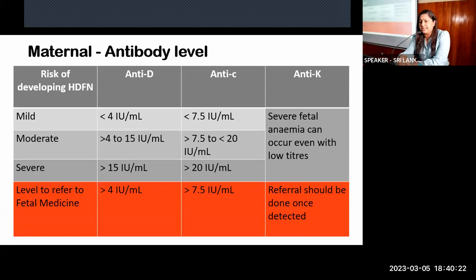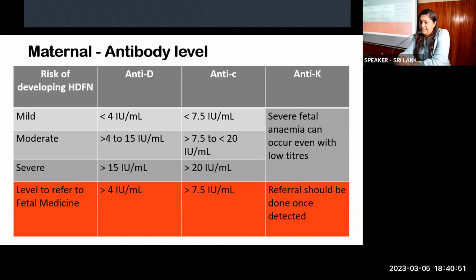Now, about maternal antibody levels, we can assess the risk of developing hemolytic disease of the fetus and newborn by the level of antibodies. And as for anti-D, a level of less than 4 international units per ml suggests a possibility of mild hemolytic disease, if at all. Whilst for anti-C, a level less than 7.5 may suggest mild disease.